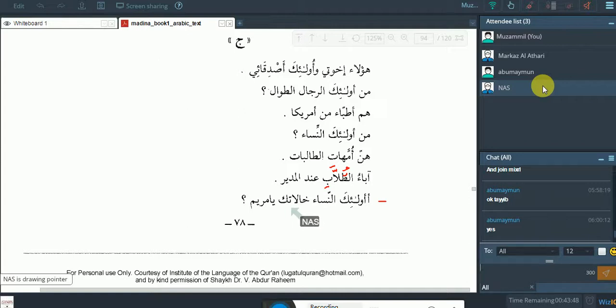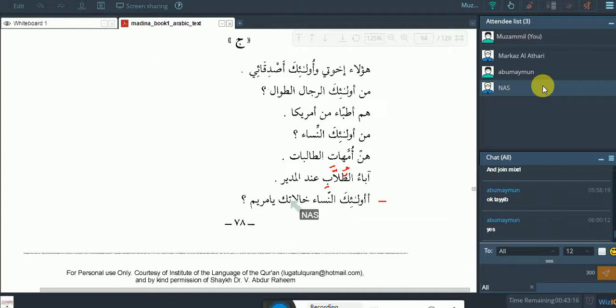خالاتك. Why do you want to put a kasra on the end of the word khalat? خالات. هي خالاتك أو خالاتك؟ Ki sounds good because of Maryam. Ya Maryamu. So ki is probably correct there.